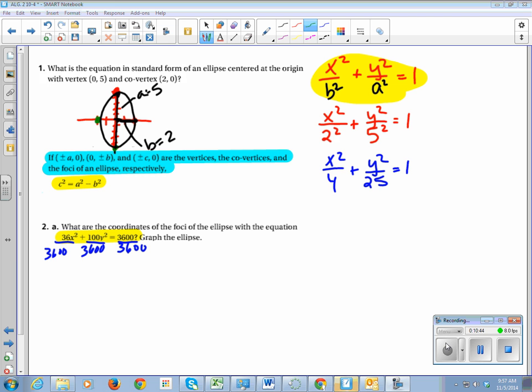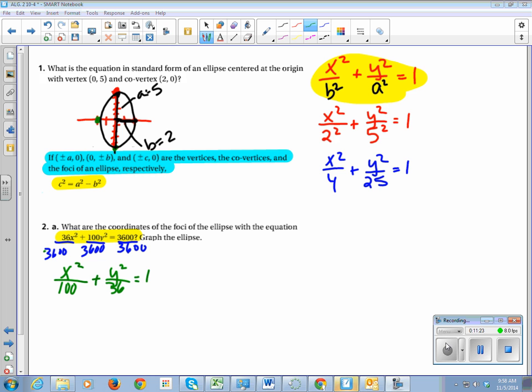So 36x squared divided by 3,600. 36 goes into 36 once, leaving me with just the x squared. And 36 goes into 3,600 100 times. 100 over 3,600, well, 100 goes into 100 one time. And 100 goes into 3,600 36 times. And now it equals 1. Yay! So we still need to find the coordinates of the foci of the ellipse.